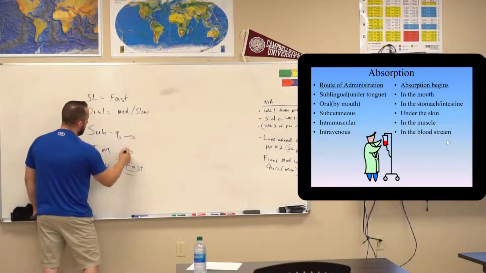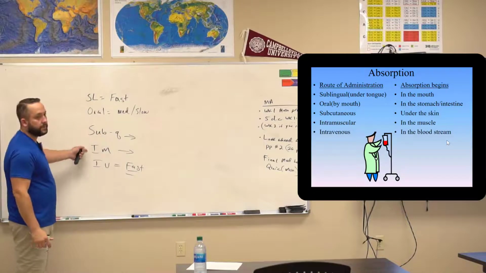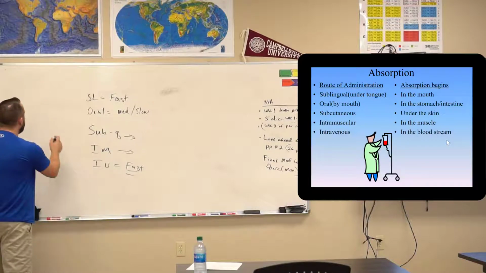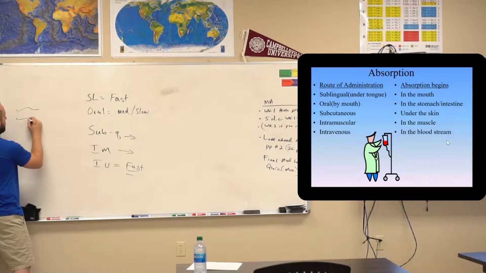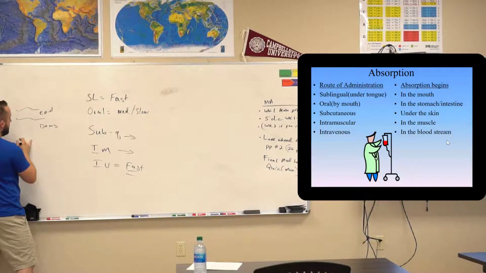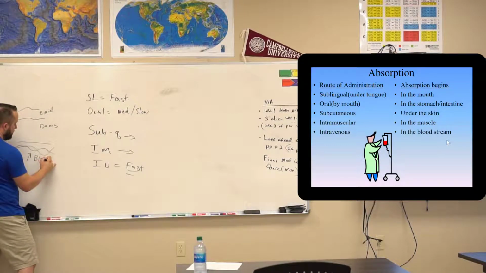Well, which one's faster between these two, would you imagine? So I want you to think about the two layers of skin. We had the epidermis and the dermis, right? What was down here? Blood supply, all the blood vessels.